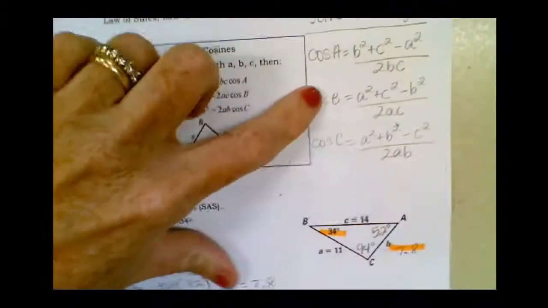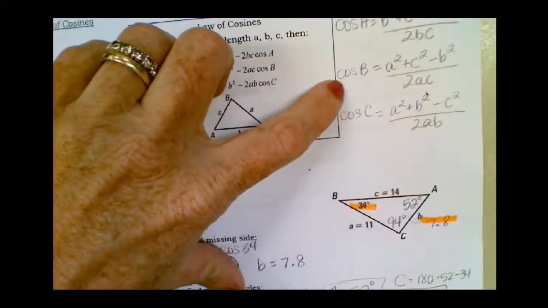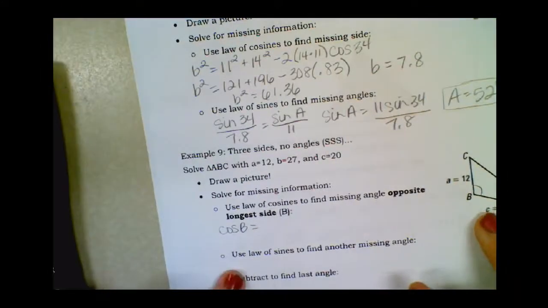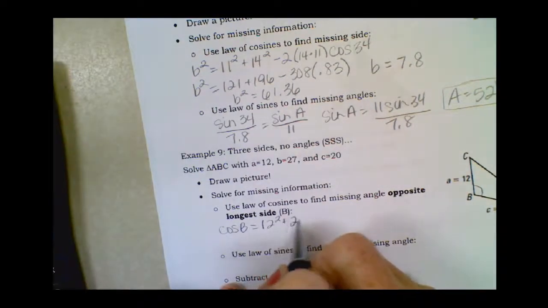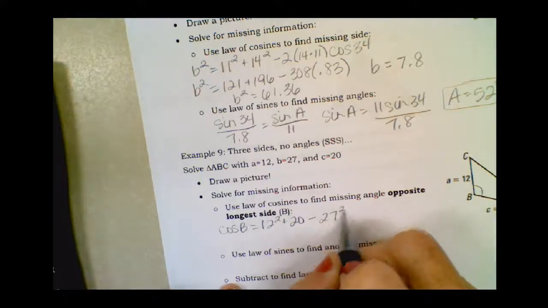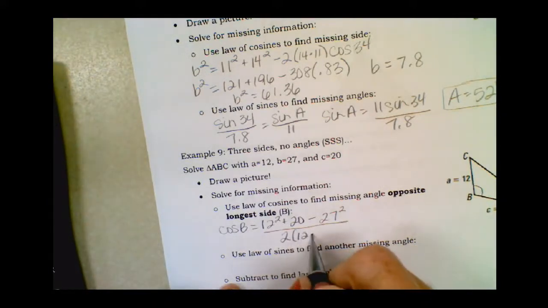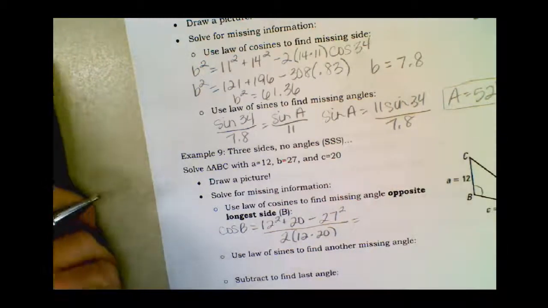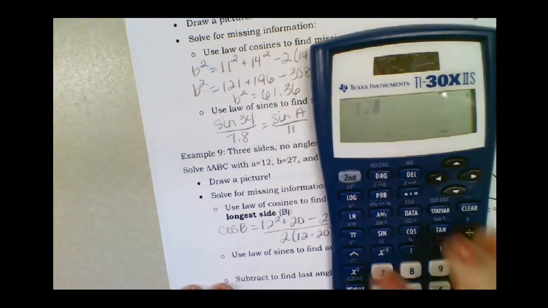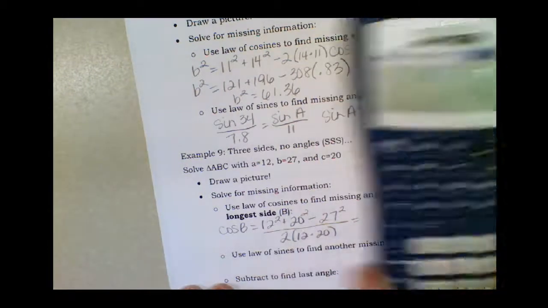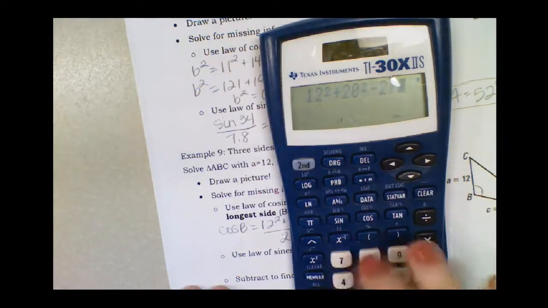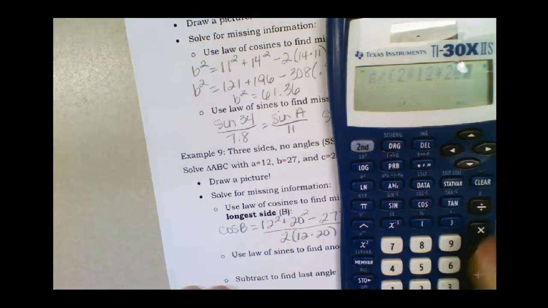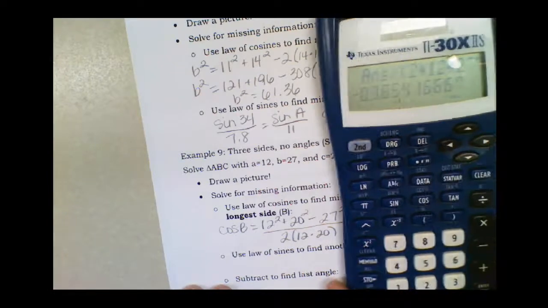Okay, so I'm going to use this middle calculation. So cosine of B is going to equal A squared plus C squared minus B squared, all over 2 times 12 times 20. So 12 squared plus 20 squared minus 27 squared, divided by 2 times 12 times 20. That's definitely calculator work. You notice I put parentheses in there, because if you don't, you're not dividing all of those. You would end up multiplying.